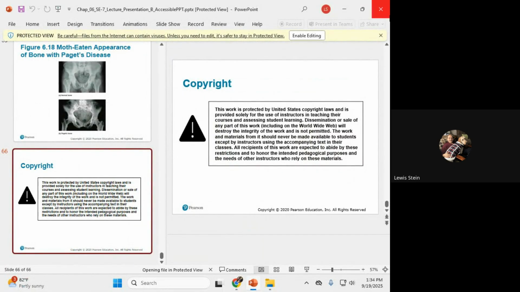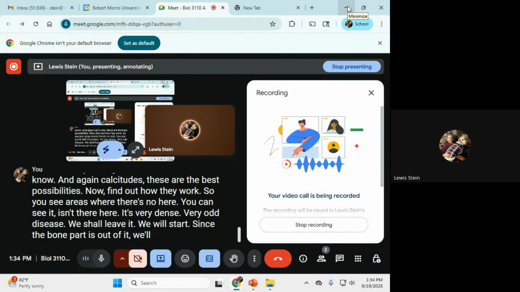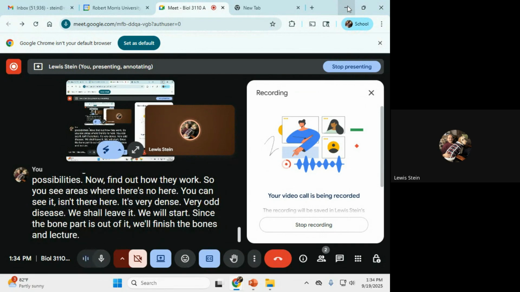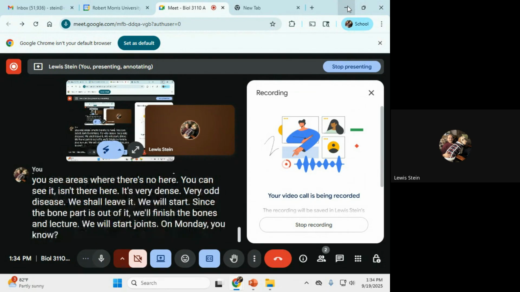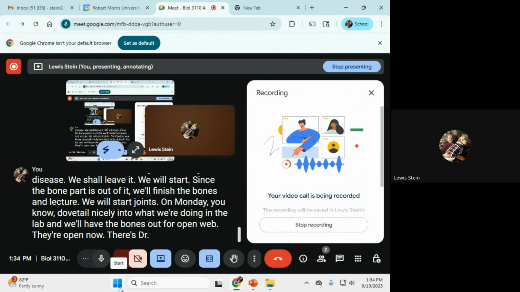We shall leave it there. Since the bone part is out of the way, we'll finish the bones. In lecture, we will start joints on Monday, and that will dovetail nicely into what we're doing in the lab. We'll have the bones out for open lab. They're open now because Dr. Robbins is giving a talk.